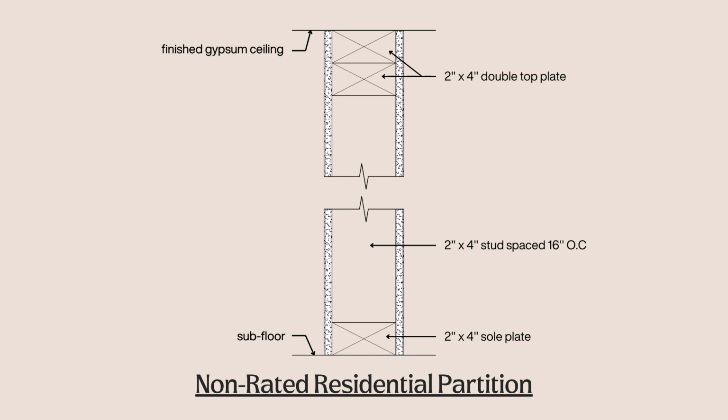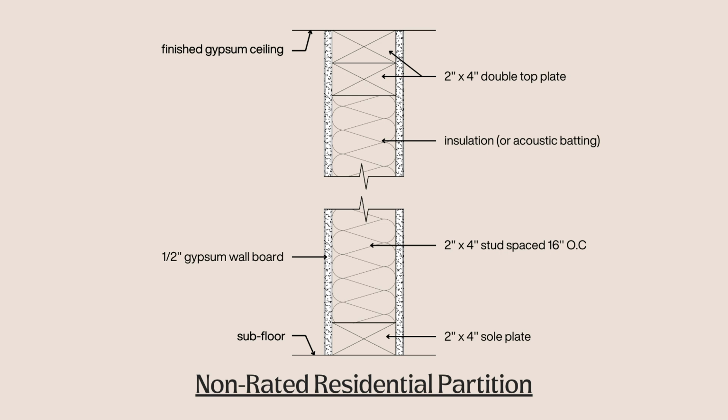Each side of the partition will have gypsum wallboard, which you are familiar with. It's what most of the walls that you encounter are made of, gypsum. Gypsum wallboard thicknesses can range from 1/4 inch to 1 inch, but the standard thickness for residential construction is 1/2 inch. Finally, inside the wall, you may have insulation, which provides additional acoustic benefits. You may also see acoustic batting on the exam, which acts similarly to insulation.